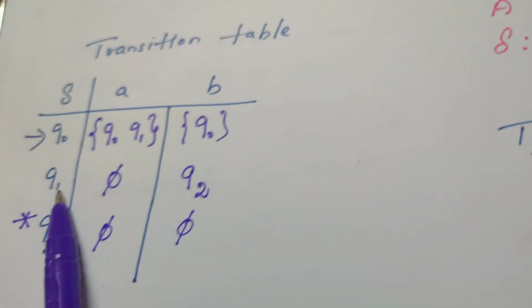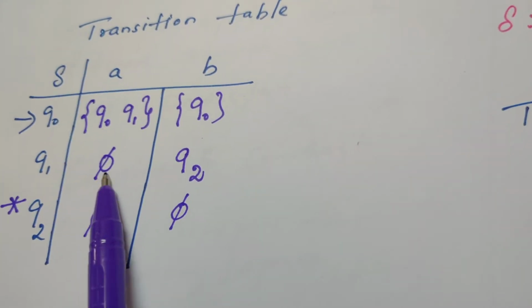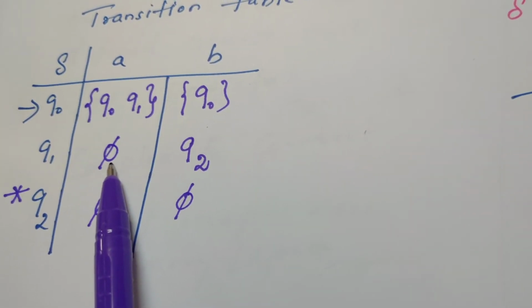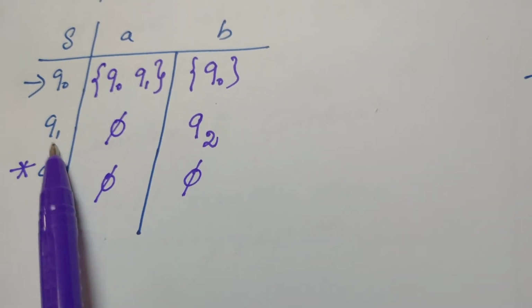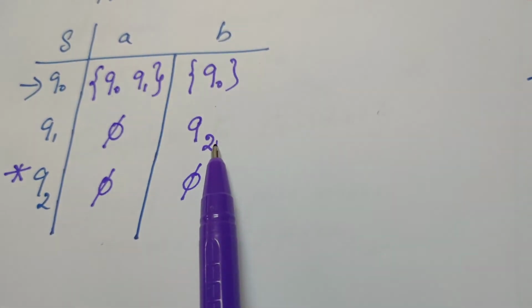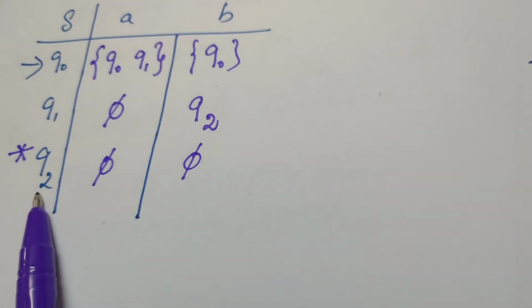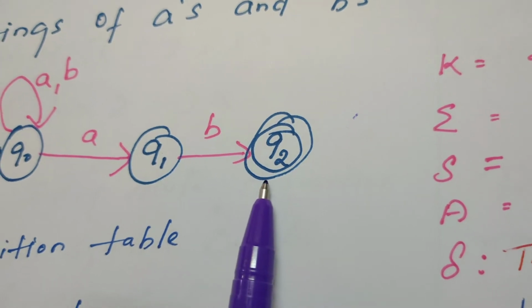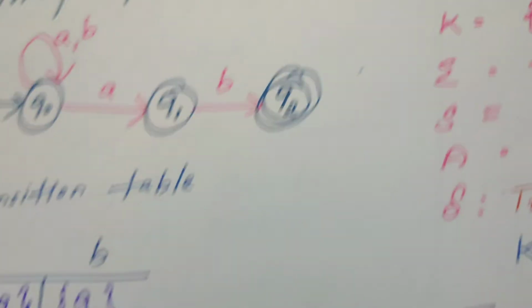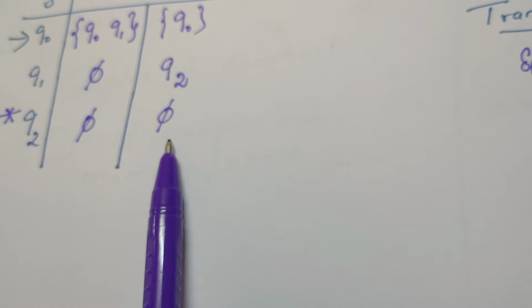From Q1, there is no transition on A. Since there is no transition on A, it is indicated by phi, null. From Q1 on reading B, there is a transition to Q2. Once again from the state Q2, there is no transition on A as well as there is no transition on B also. So both are indicated by null symbols.